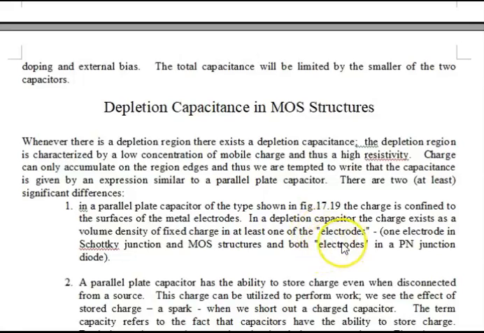So that's certainly one difference. And of course, the fact that depletion capacitance has this charge spread out over a region is similar to both the p-n junction and the Schottky barrier.